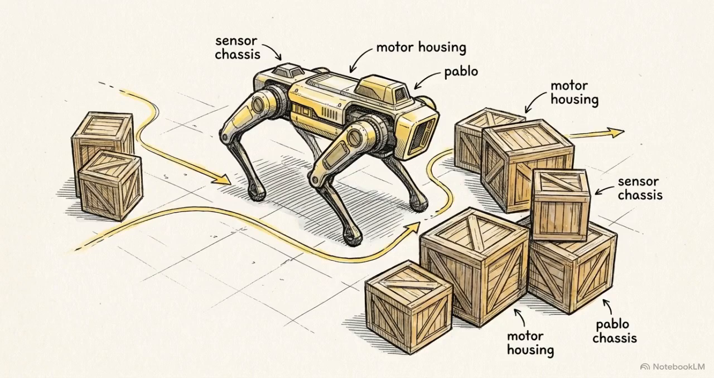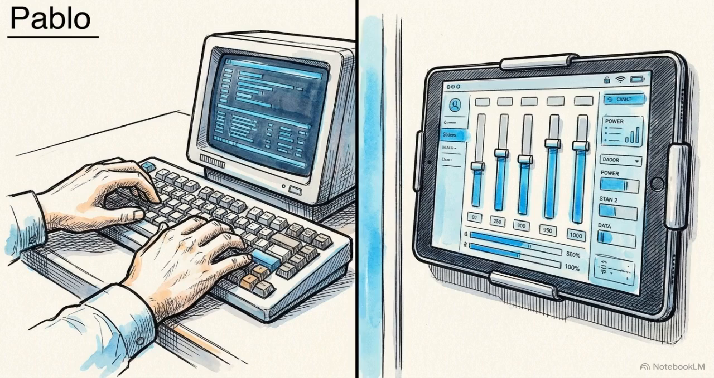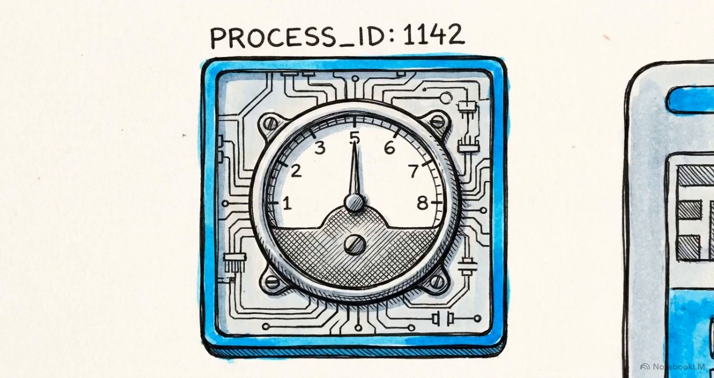genuine physical autonomy. There is one final layer required to complete the architecture. We need a way to tune variables, like maximum motor velocity or balance thresholds, without having to recompile code or restart the operating system processes. We handle this with parameters.